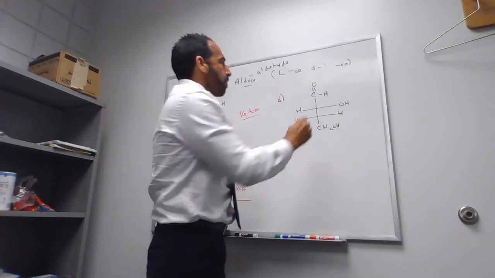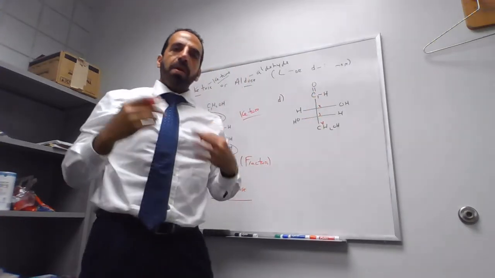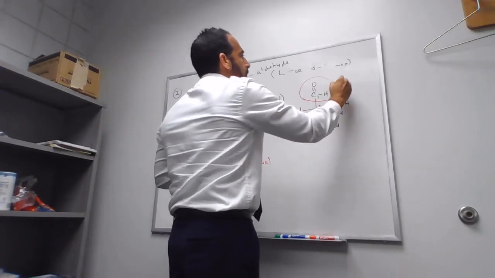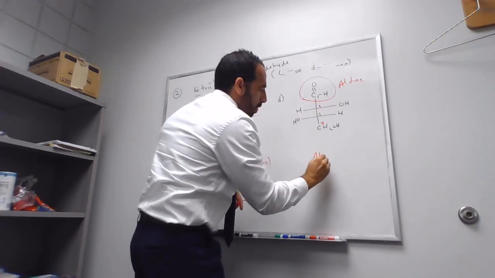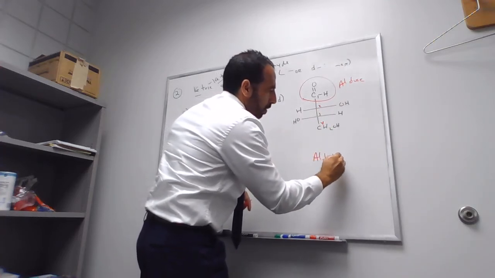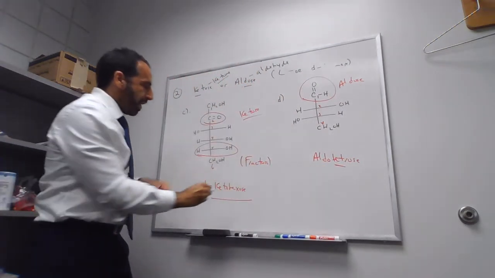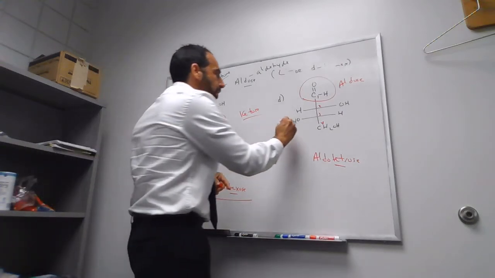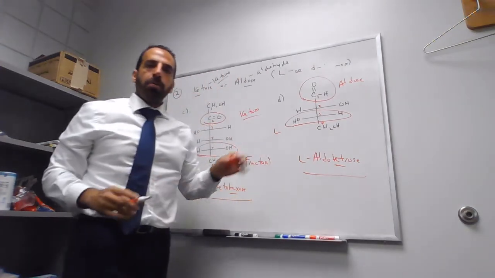Let's look at this one right here. Again, I'm going to count 1, 2, 3, 4. So this is going to be a tetrose. It has 4 of these. I look at this, this is an aldose. So it's an aldotetrose. Tet means 4. Same thing with this: hex means 6. And then this right here is actually on the left. So look at this right here. It's an L, so it's an L aldotetrose.